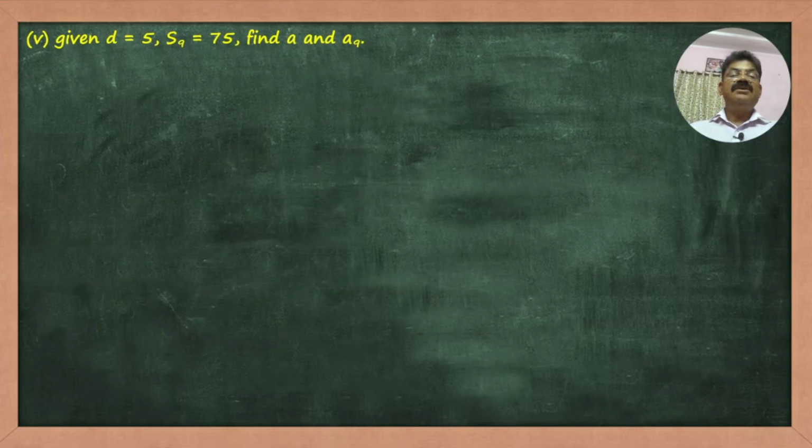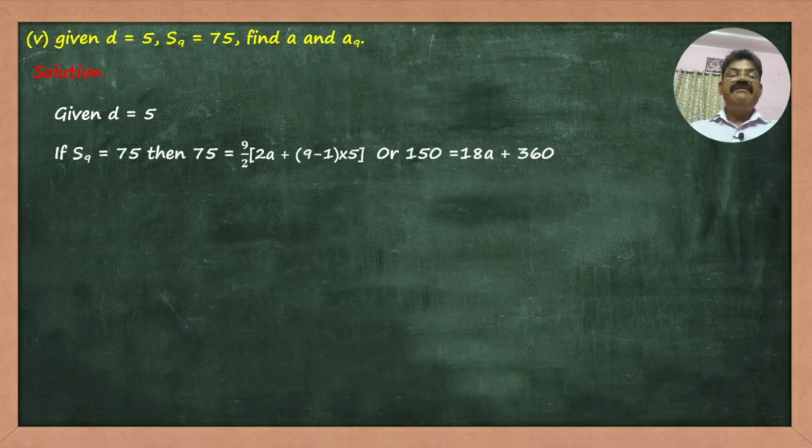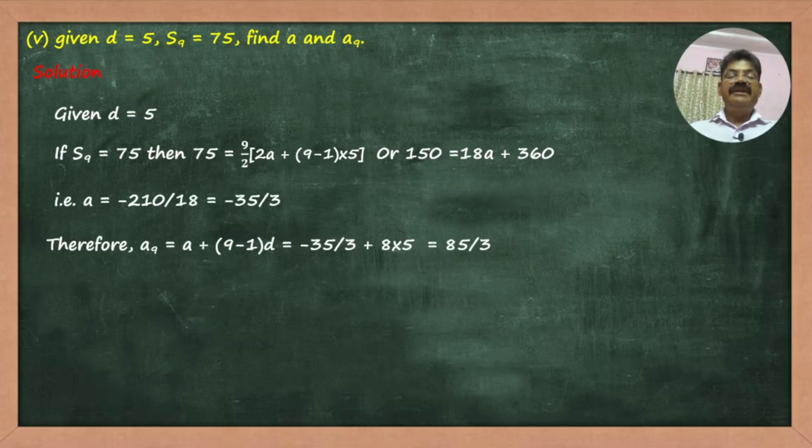Fifth problem. D is equal to 5. S9 is equal to 75. Find A and A9. So, S9 is equal to 75 implies 75 is equal to 9 by 2 into 2A plus 9 minus 1 into 5. When you simplify, you get 150 is equal to 18A plus 360, or A is equal to minus 35 by 3. Therefore, A9 is equal to 85 by 3. Thus, A is equal to minus 35 by 3 and A9 is equal to 85 by 3.